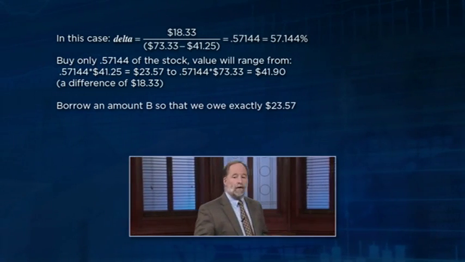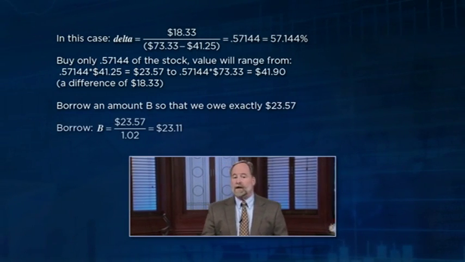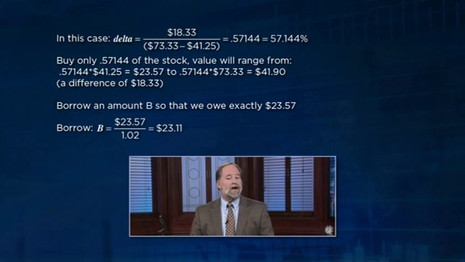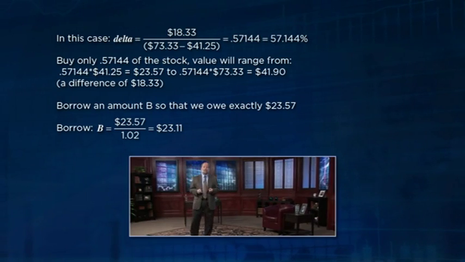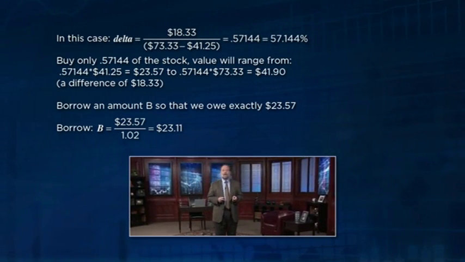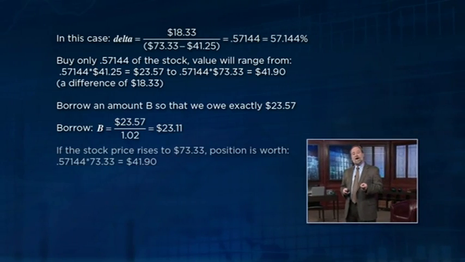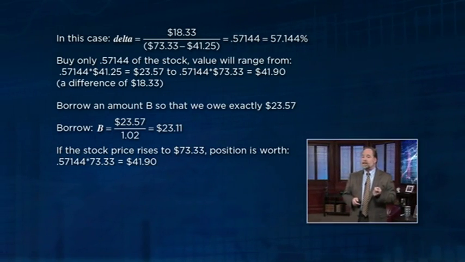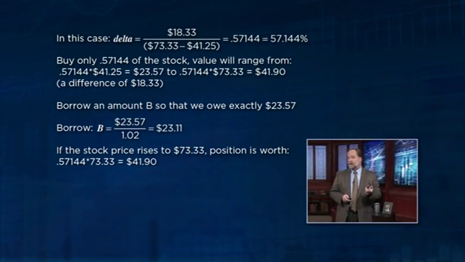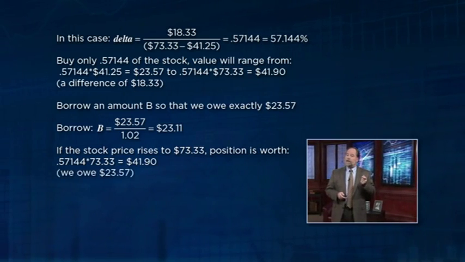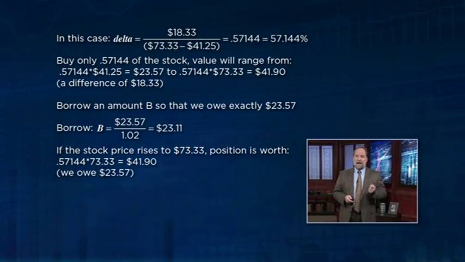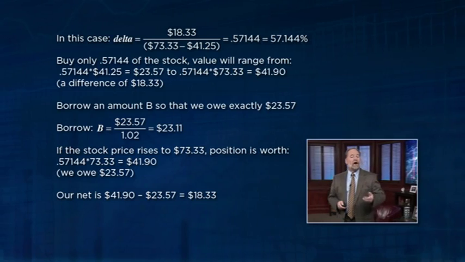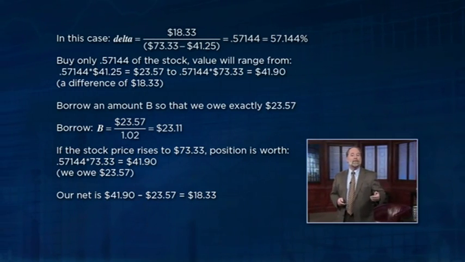That is, what we need to borrow one period before is the $23.57 discounted back one period at the 2% interest rate. That's $23.11. Note that this B also works if the price of the underlying rises. If the stock price rises to $73.33, then our stock position is worth what? It's 57% of a share times $73.33, that's equal to $41.90. And if we owe $23.57 at that point, then our net is going to be exactly equal to $18.33. And this is the payoff on the option when the stock price goes up.